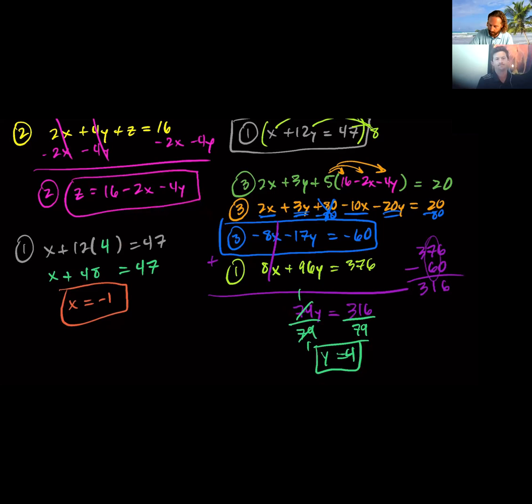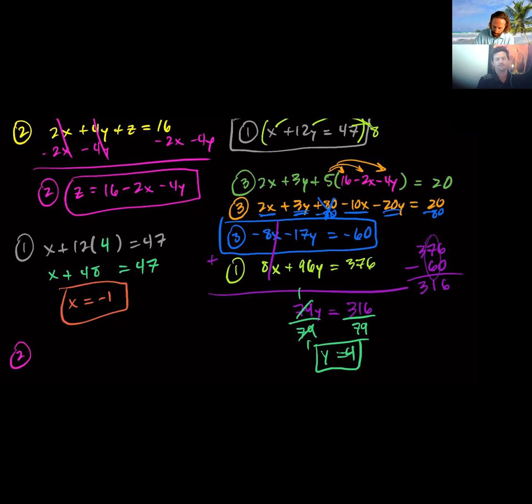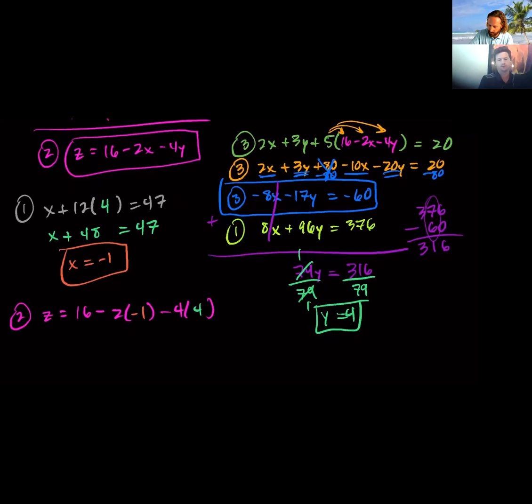So again, trying to keep it all color coordinated, I'm going to go back to my equation two, which was my z equals 16 minus 2 times my x minus 4 times my y. And we knew that the y, careful, plug it in the proper places, was 4. And the x, careful with your signs, was negative 1. And now clean it all up to get your final answer.